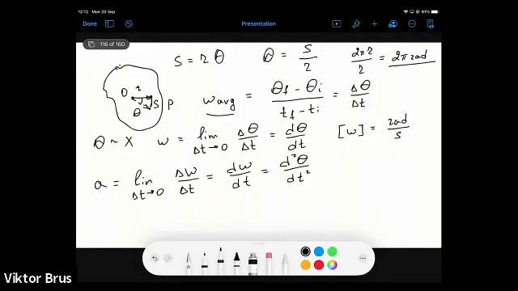The angular acceleration vector will also always be aligned along these directions. However, it will be either in the same direction as angular velocity if the angular velocity is increasing, or in the opposite direction if angular velocity is decreasing. So the question is, for instance, why do we have this orientation of angular velocity along the axis of rotation?